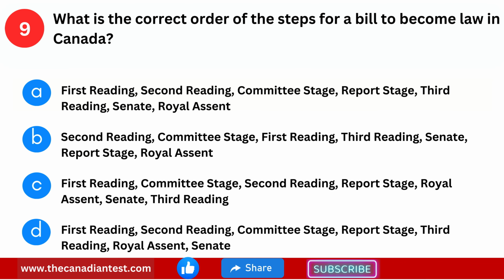What is the correct order of the steps for a bill to become law in Canada? Option A, first reading, second reading, committee stage, report stage, third reading, Senate, royal assent. Option B, second reading, committee stage, first reading, third reading, Senate, report stage, royal assent. Option C, first reading, committee stage, second reading, report stage, royal assent, Senate, third reading. Option D, first reading, second reading, committee stage, report stage, third reading, royal assent, Senate.